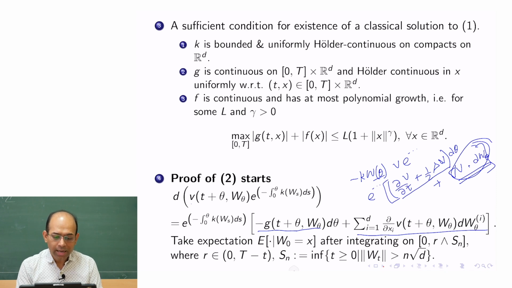So that is my r, and Sn is a stopping time introduced to localize, so that the Brownian motion remains bounded till time Sn. Here it is the infimum over all t such that the norm of the Brownian motion is greater than n times square root of d. What does it mean? It means the hitting time, or exit time, of the Brownian motion from the ball of radius n times square root of d. So this Sn is the exit time.